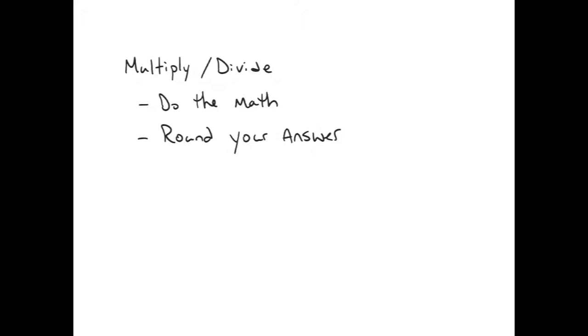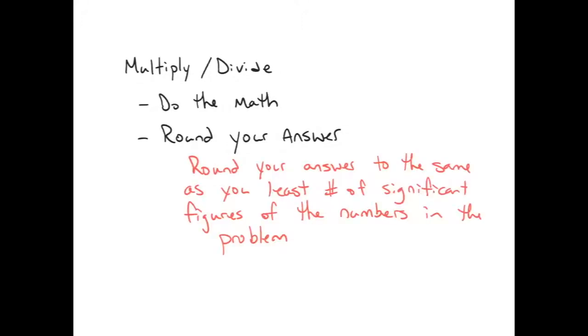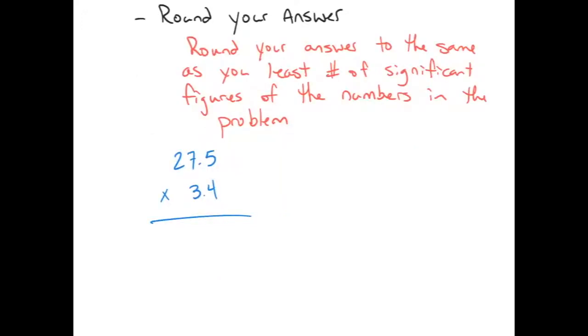But instead of rounding based on the place value, multiply and divide rounds based on the lowest number of significant figures. So once you round your answer to the same as the least number of significant figures of the numbers in your problem, if I take 27.5 times 3 plus 4, the calculator tells me the answer is 93.5. But if I go back and look at the problem, this first number had 3 significant figures and this number had 2. So my answer cannot have more significant figures than my least number in the problem.